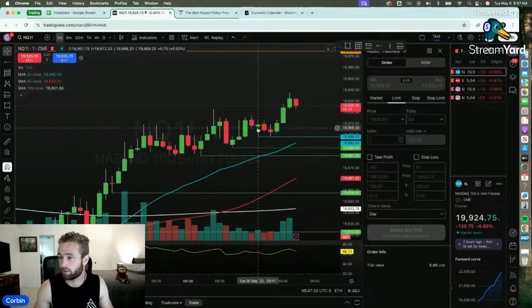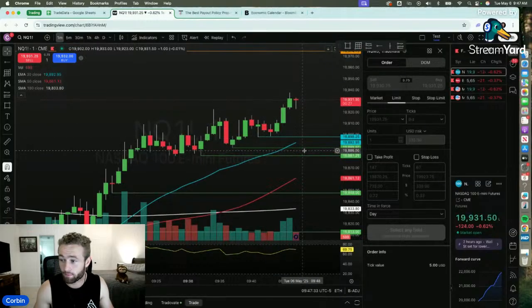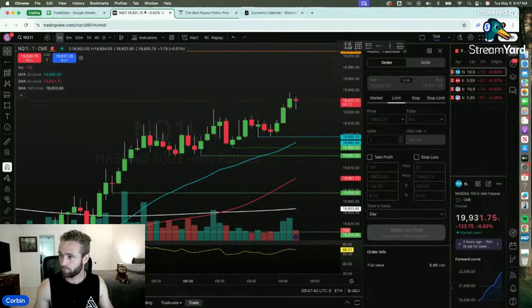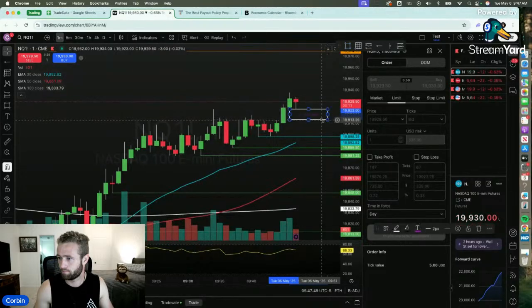So red candle followed by a green candle. It's the lowest point, right? Red candle followed by a green candle. Lowest point. We never broke structure. Man, I'm glad I didn't take an entry. We never broke structure there. Bullish fair value gap. Boom.